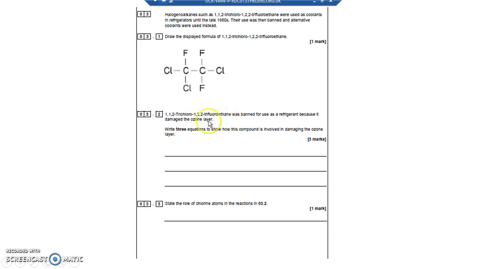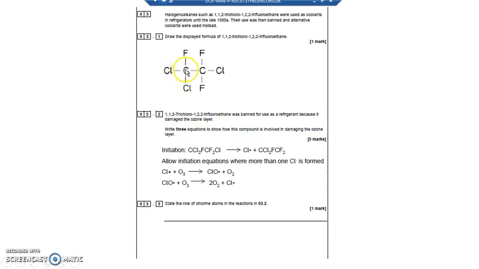Write 3 equations to show how 1,1,2 trichloro 1,2,2 trifluoroethane, this chemical that was banned for use as a refrigerant, reacts with the ozone layer. So I'm just going to show you this so I can talk you through it. What you've got is CCl2F, CCl2F, and then you've got CF2Cl, CF2Cl.